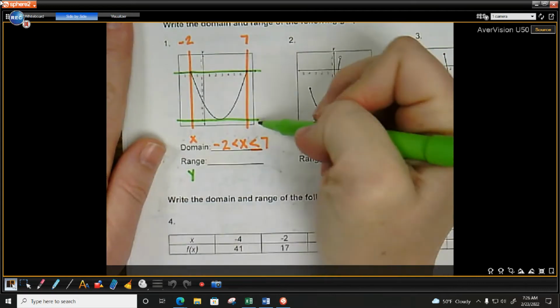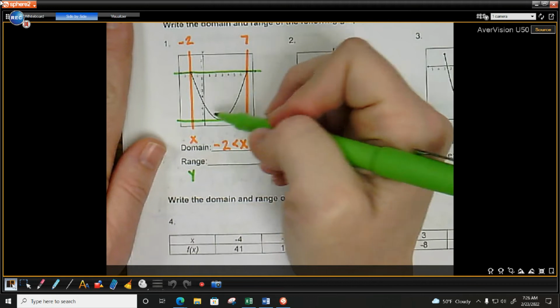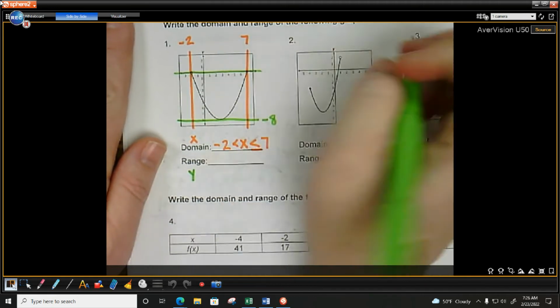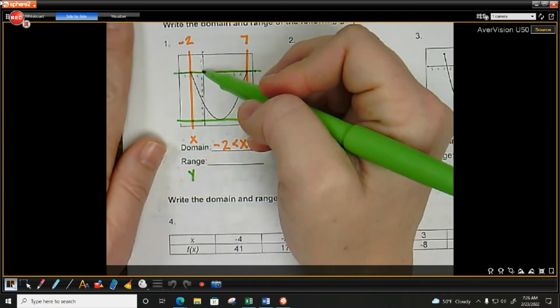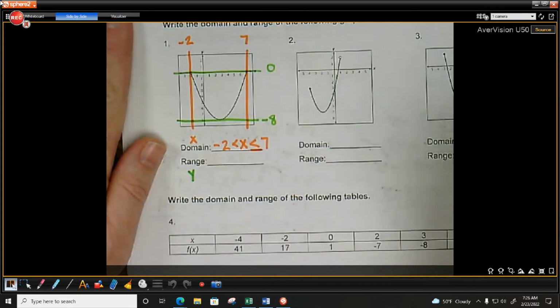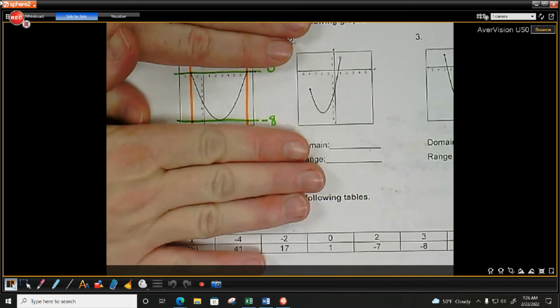Where does this bottom line hit the y-axis? -8, because we're below the origin. Okay? Where's this line hit the y-axis? This one's kind of tricky. 0. We go with that? All of my y values exist in between -8 and 0. Good?